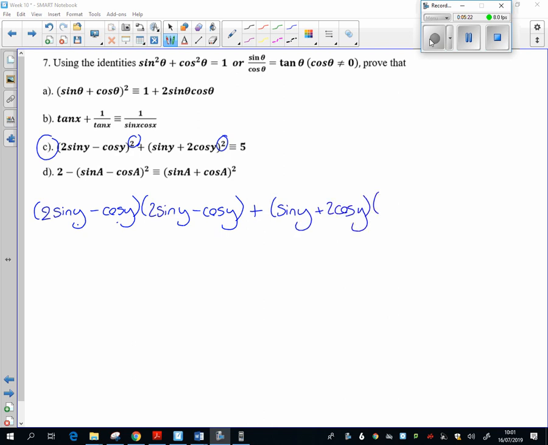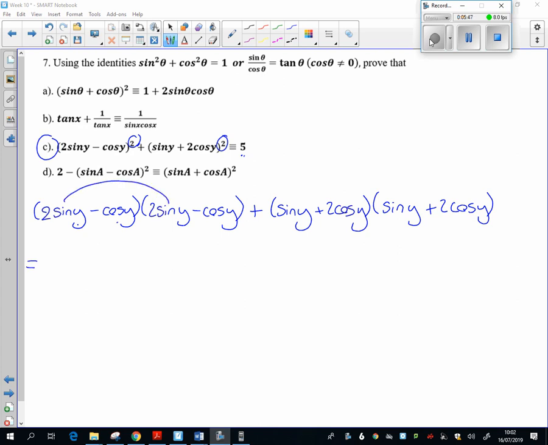So let's write those out clearly. And what I am hoping is going to happen here is that I'm going to get sine squared y plus cos squared y, multiplied by 5. That's what I suspect is going to happen. Let's just confirm it. Okay, so there's just a lot of brackets to multiply out, so just be really careful.